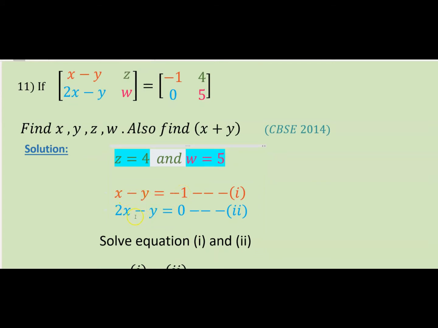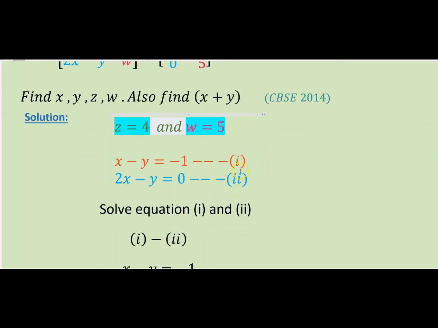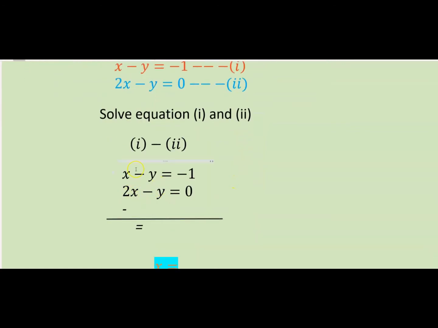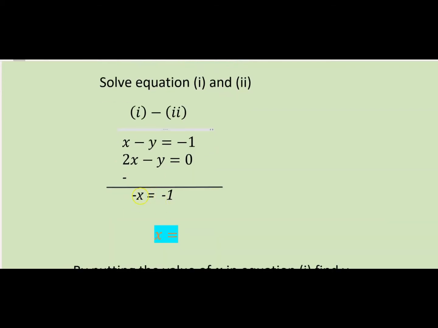Now this is minus y, this is minus y, both with the same sign. We are using the elimination method here. So I am doing the first equation minus the second equation. On the left hand side, minus y plus y will be cancelled. So x minus 2x will be minus x, and there is minus 1. By multiplying both sides with minus 1, this will be 1. So now we have the value of X is equal to 1.